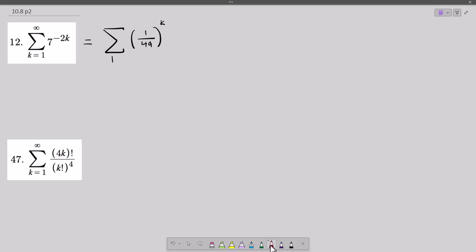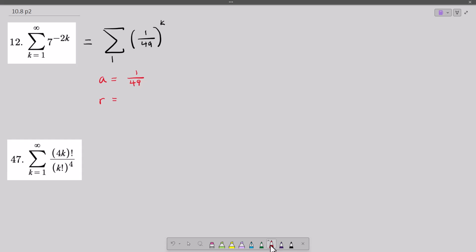Now, we just have to identify. The way I know you know it's geometric, if you don't just say it's geometric, you have to identify the two pieces of a geometric series, a and r. What is a for this geometric series? 1 over 49. I thought that was r. It's also r. So remember that a is the very first term in the series.